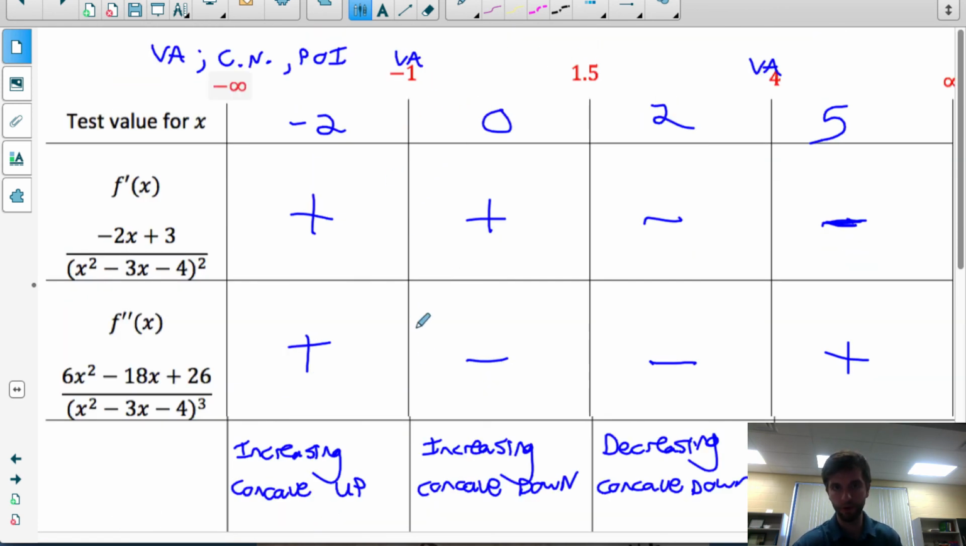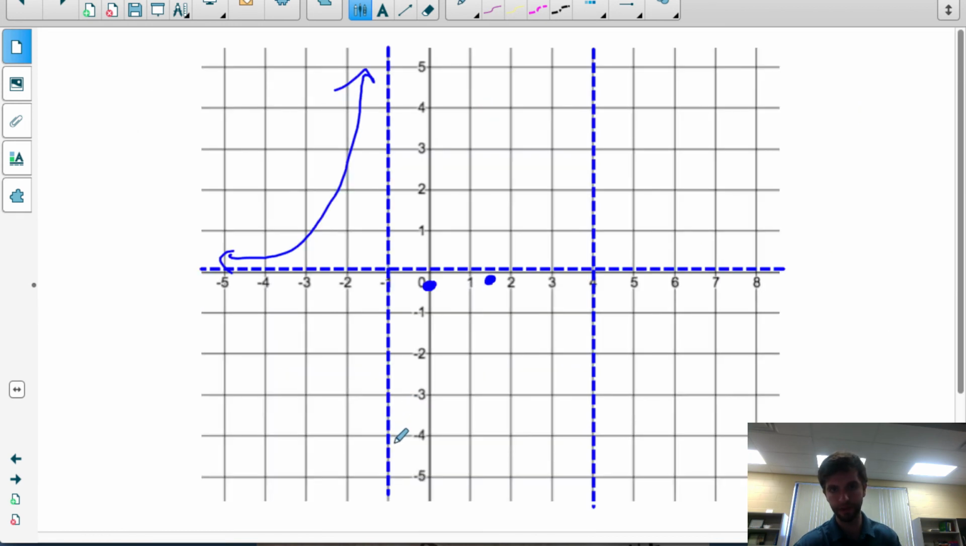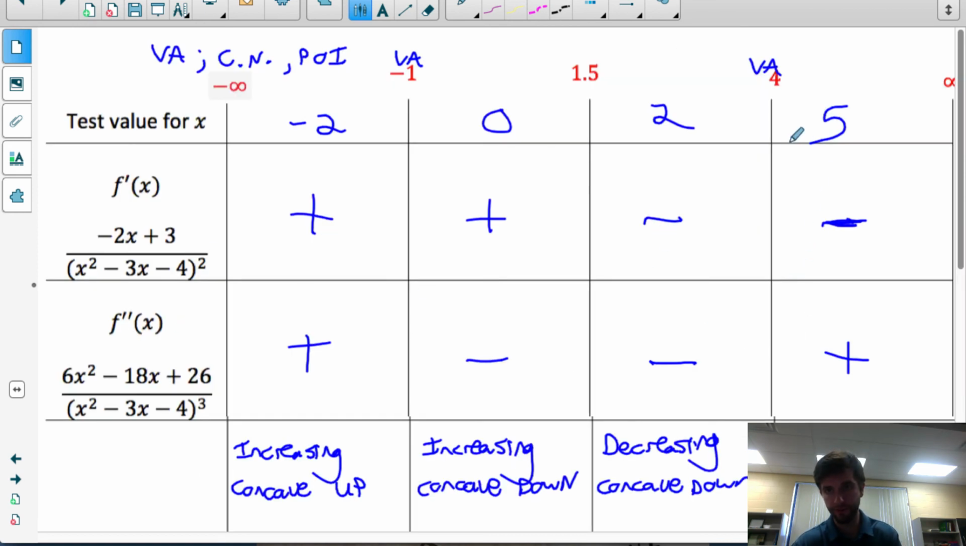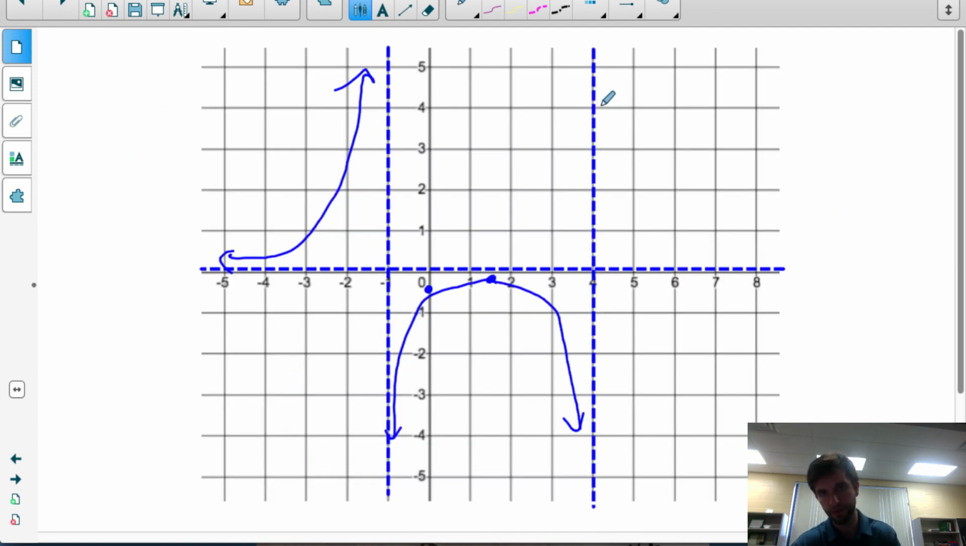Between -1 and 1.5, it needs to be increasing and concave down. So in this interval, it was increasing and concave down, so it looked like this. And then if we looked at the next interval from 1.5 to 4, it was decreasing and concave down, so it looked like this. And then in the final interval, from 4 to infinity, it was a decreasing function that was concave up. So it looked like this. So there's our final curve sketch of the function.